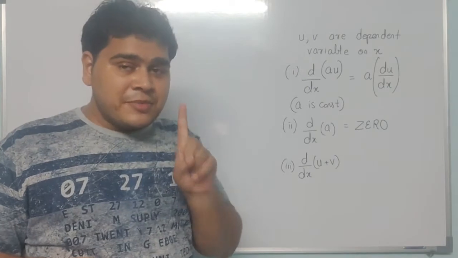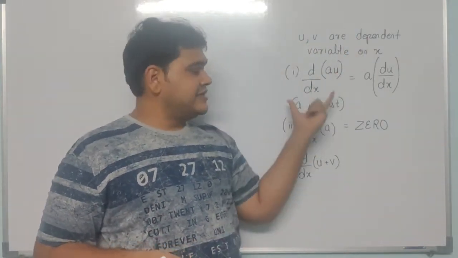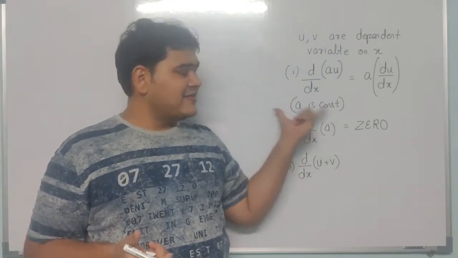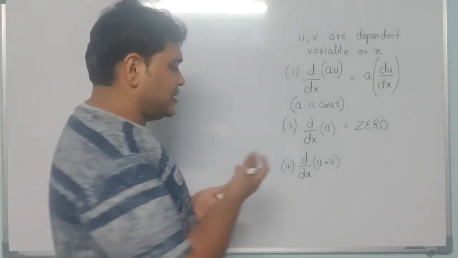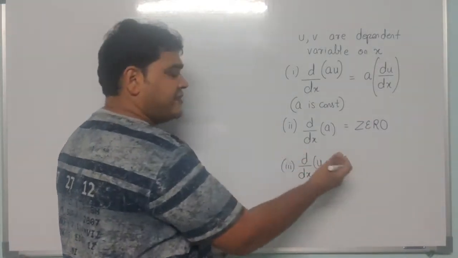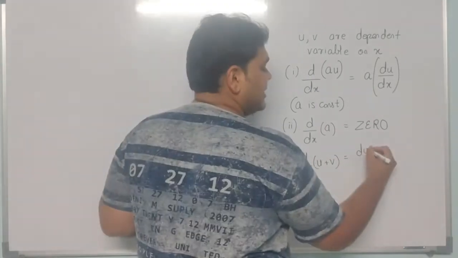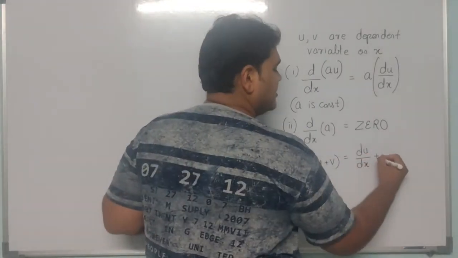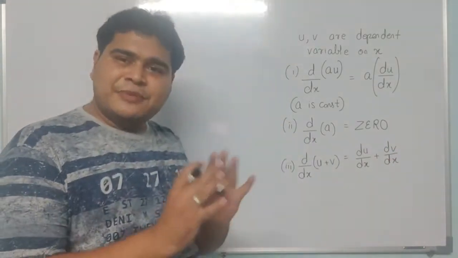Remember, if any of them is independent of x, then it is treated like a constant. When I say a is a constant, it does not change with x. So when you have addition, you just separate them as du by dx plus dv by dx. So you just separate them.